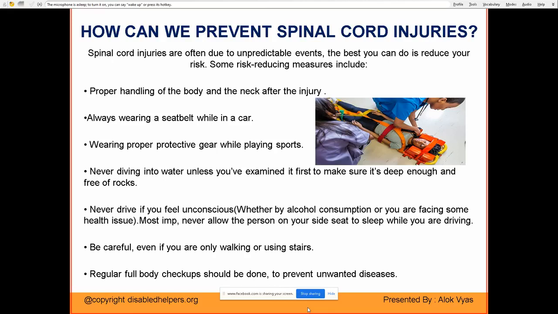For a spinal cord person to be in the chair for a long time, it is very risky. Until and unless you have specified cushions which can protect your skin, because otherwise if you sit on a normal cushion, that can make you sweat, and you can get pressure sores.